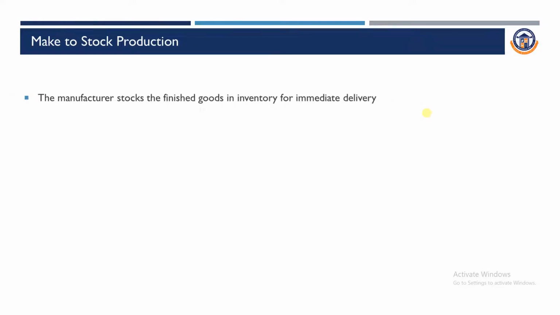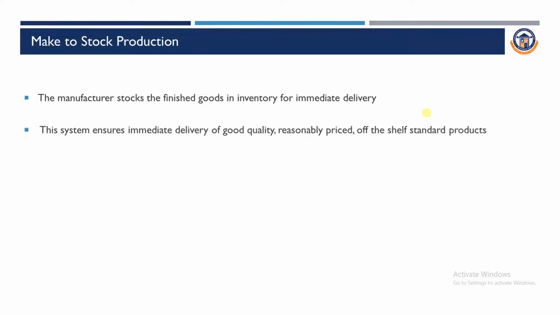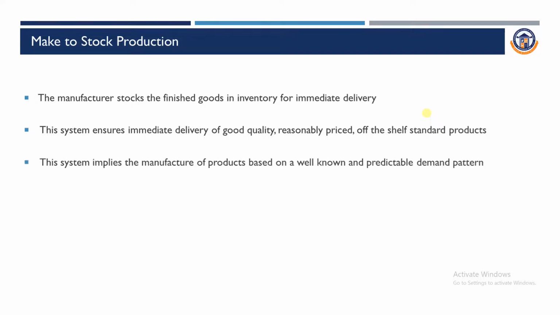In this system, the manufacturer stocks the finished goods in inventory for an immediate delivery so that customers can receive the products in a short time frame. The system also ensures immediate delivery of good quality, reasonably priced, particularly off the shelf standard products. The system implies the manufacture of products based on a well-known and predictable demand pattern. So only if the manufacturer knows the demand pattern, they are able to follow the system.